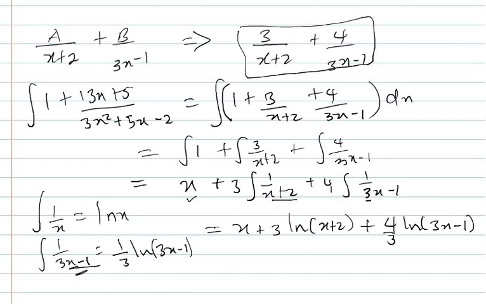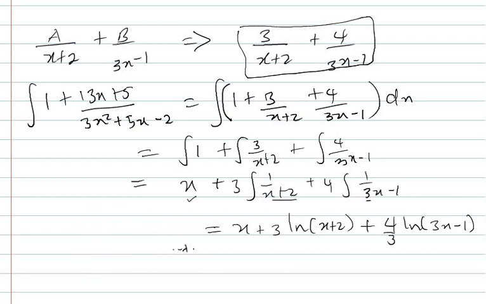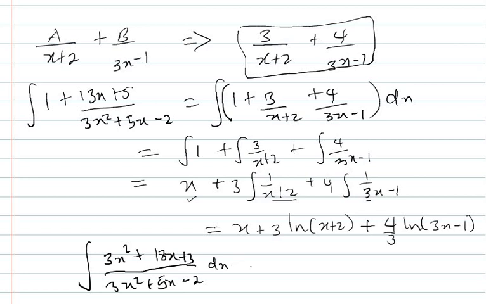So the final answer for the integral of (3x squared plus 18x plus 3) over (3x squared plus 5x minus 2), dx is going to be equal to x plus 3 ln of x plus 2, and then plus 4 over 3 ln of 3x minus 1. So this is the final solution.